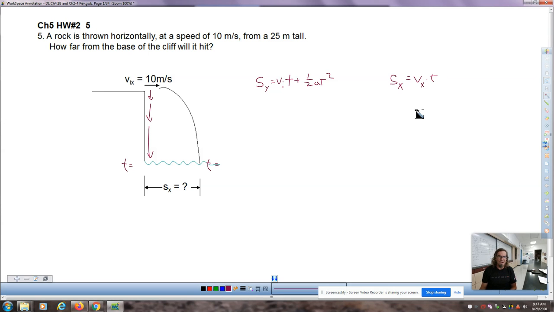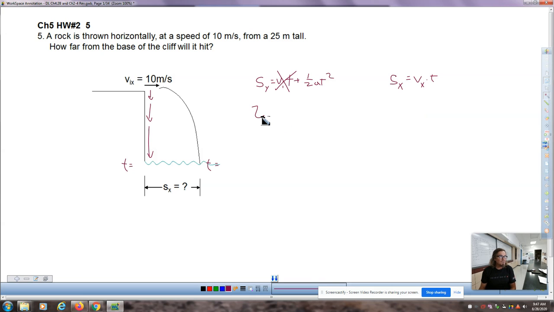Hey, Mr. Purser, why isn't it called Vi? Because even though it is a Vi, it's a constant in the horizontal direction the whole time. So the initial X velocity is the final X velocity, right? It's the middle X velocity. So we just call it V in the X direction. Over here, this goes away.